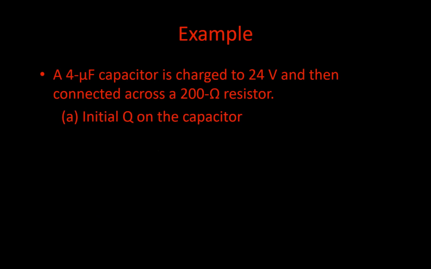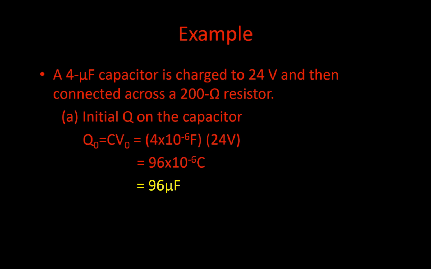So part A. We've got a 4 microfarad capacitor charged at 24 volts and connected across a 200 ohm resistor. So the initial charge on the capacitor will be Q0. That's C times the original voltage, which is 24. So Q0 is C times V0, or 4 times 10 to the minus 6 farads, remember to convert them, don't take your micro for granted, times 24 volts. That will give you 96 times 10 to the minus 6 coulombs, or 96 microcoulombs.